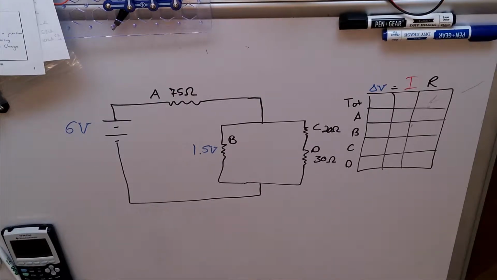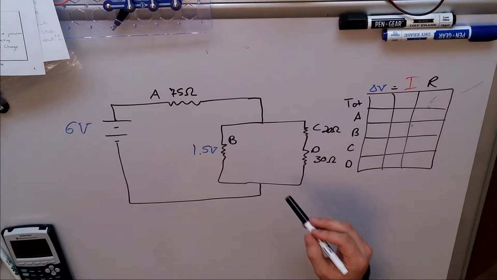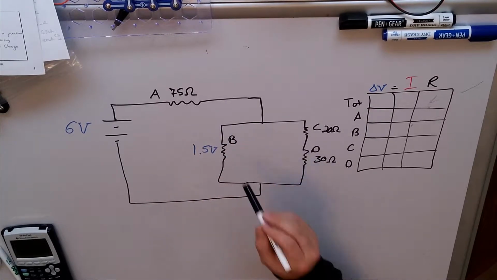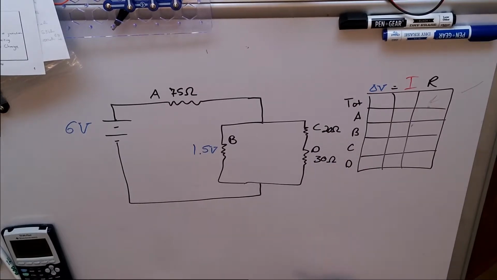Okay, here's another example of a complex circuit. I'm juggling around the type of information that I'm giving to you. Okay, so here we go. I've got a 6-volt battery and I've got 4 resistors. A, 75 ohm. B, we don't actually know. C is 20 ohm. And D is 30 ohm.